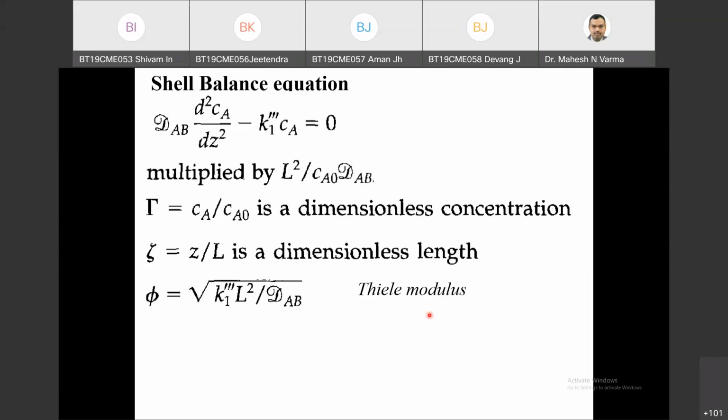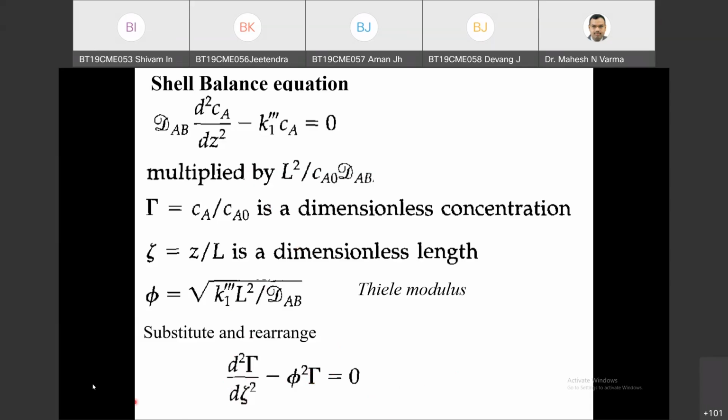So this is K1 triple dash L square divided by DAB. You rearrange the equation, substituting and rearranging, and you will get this equation: d square lambda by d zeta square equals minus phi square lambda equals 0. Now substitute everything and let me know if you are getting this equation or not.